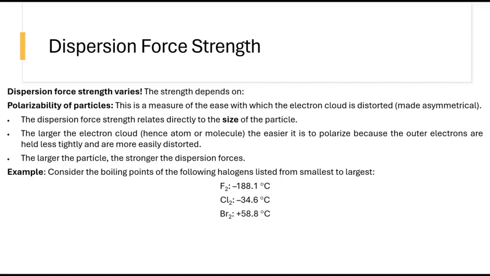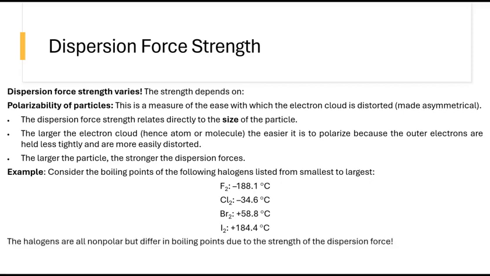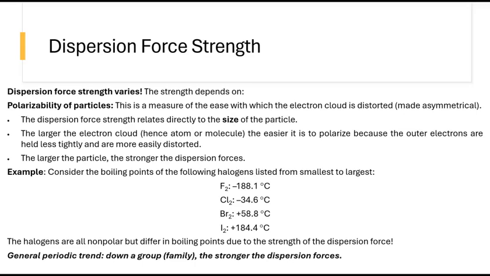Bromine boils at a positive 58.8 degrees Celsius, and iodine boils at a positive 184.4 degrees Celsius. Being the biggest, it has the strongest dispersion forces. The halogens are all nonpolar but differ in boiling points due to the strength of dispersion force. The general periodic trend then, down a group or a family, because the atom gets bigger, the stronger the dispersion forces.